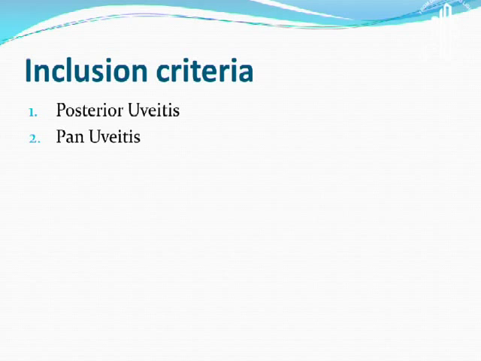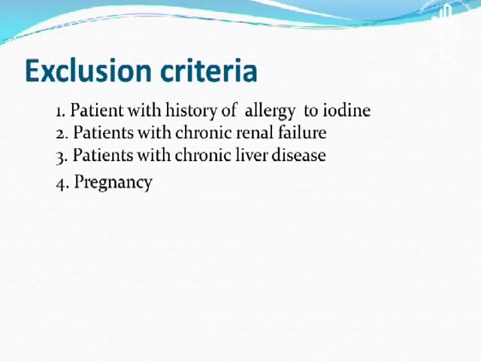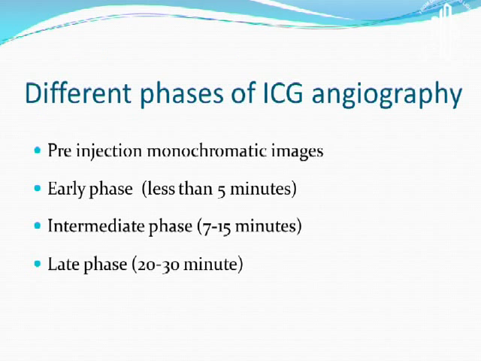We did the study from May 2010 to June 2011, which included 50 eyes of 27 patients. The inclusion criteria were posterior uveitis and panuveitis cases based on the clinical examination. The exclusion criteria were patients with history of allergy to iodine, chronic renal failure, liver disease, or pregnancy. After injecting 5 ml of indocyanine green, photographs were taken at different phases of ICGA. Pre-injection monochromatic images were taken, then at early phase, which ranged a bit less than 5 minutes, at intermediate phase from 7 to 15 minutes, and at late phase from 20 to 30 minutes.